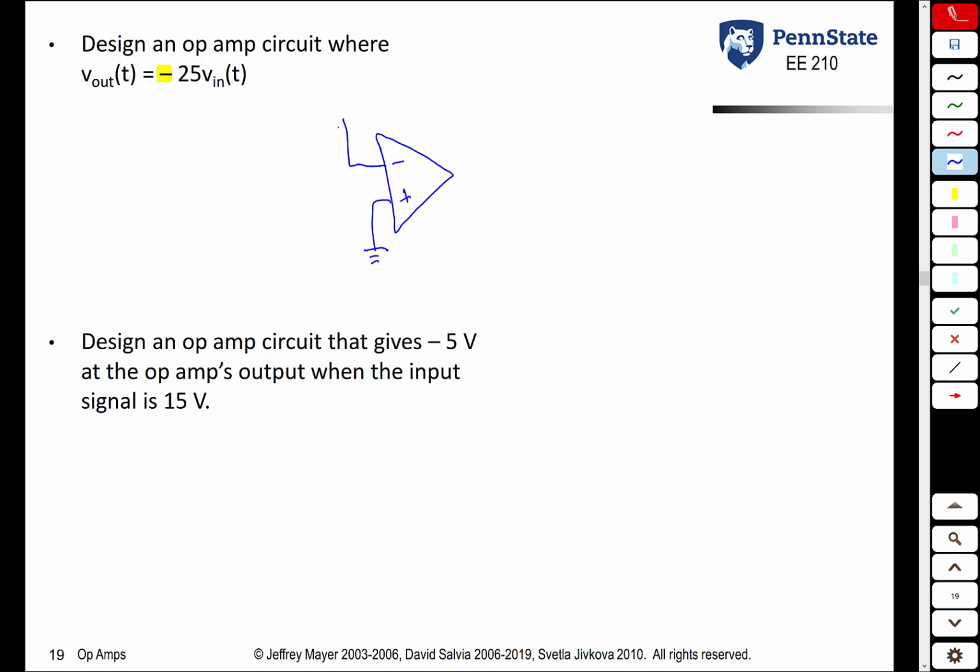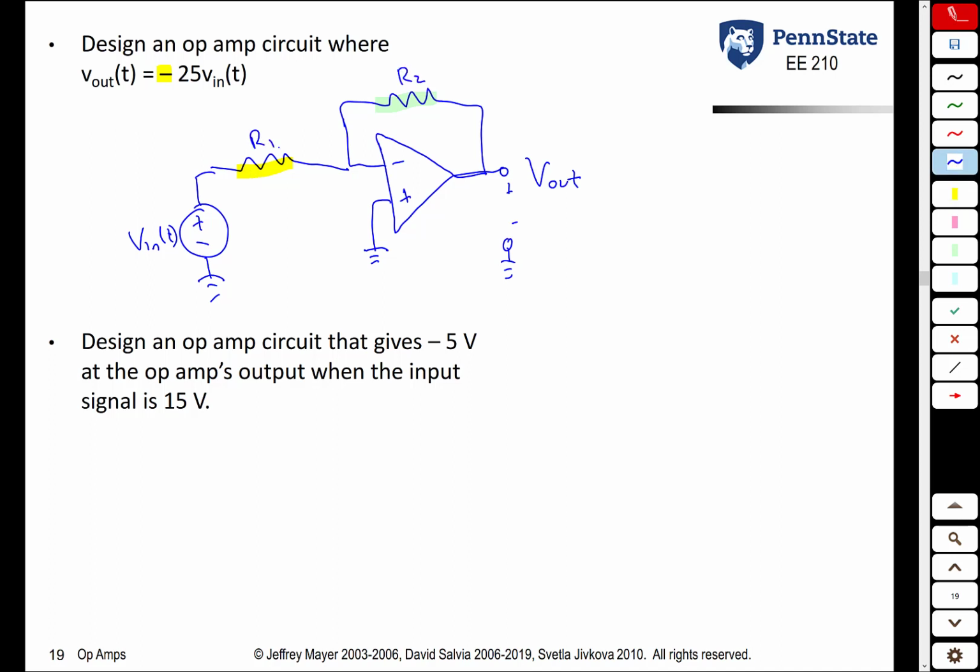You have to ground the non-inverting terminal. Then you have a feedback resistor between the inverting terminal and the output of the op-amp, and that output voltage is measured versus ground. And then you have another resistor between the inverting terminal and your input signal. We'll call it Vin of t. The only requirement is that the ratio of this resistance over this resistance has to be 25. Specifically, we want R2 over R1 to be 25.